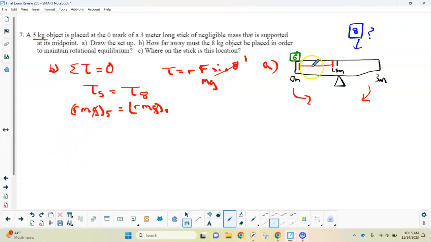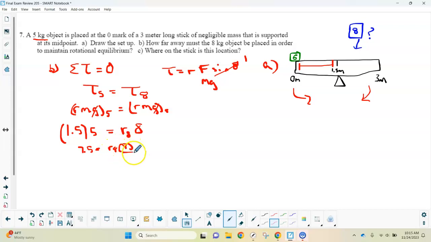So we said that 1.5 is how far away the 5 is. So it'd be 1.5 times 5 equals, the G's dropped out. We don't know R8, so that's what we're looking for. So R8 times the mass of the 8, which is 8. So we're going to divide through. If you do 5 times 1.5, that's 7.5. So 7.5 equals R8 times 8.